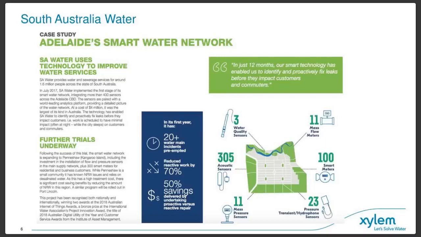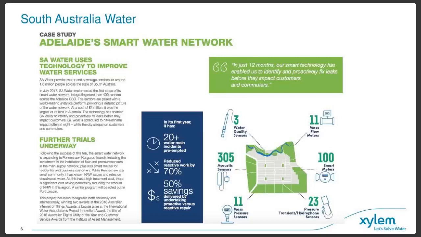What they were trying to do was understand, can they get to leaks and bursts quicker? Can they reduce the amount of reactive work they're doing? And can they make savings? So what they needed to do was pull all of this data together in this area, the central business district, using a smart water analytics platform. And in doing that, they were able to extract the maximum value out of the data from all this instrumentation.